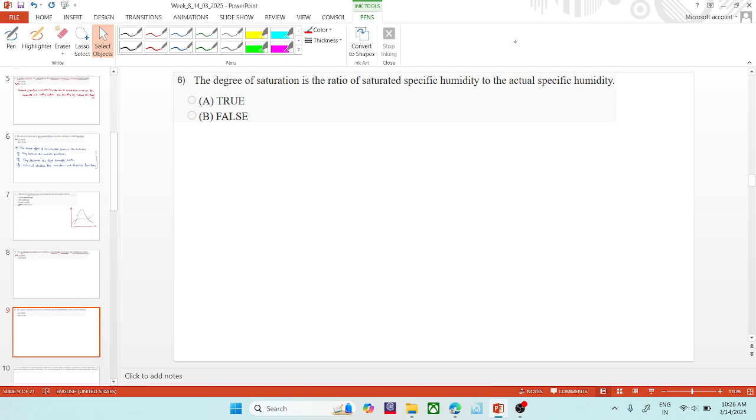Then the sixth problem. The degree of saturation is the ratio of saturated specific humidity to the actual specific humidity. The statement is true or false. So this statement is false. Actually, the degree of saturation is the other way around. Let me write the definition of it.